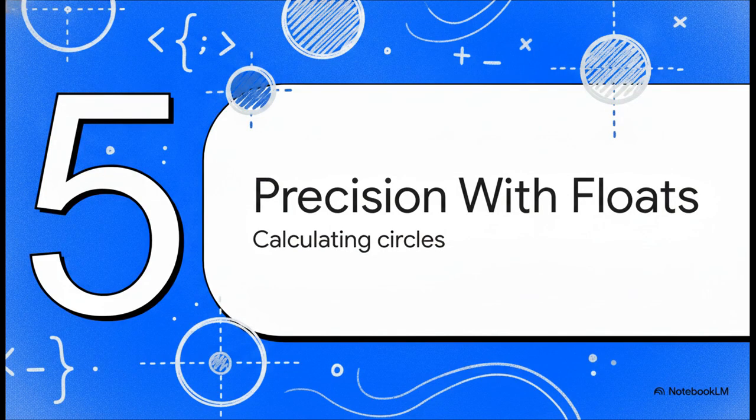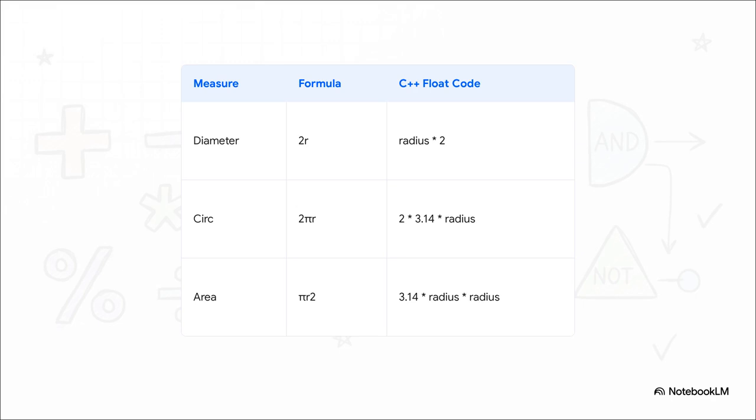Section 5. Precision with floats. Calculating circles with decimals. Let's tackle some geometry, calculating the diameter, circumference, and area of a circle. Unlike counting student ages, geometric calculations almost always result in decimals. So to make sure our math doesn't get violently truncated, we're going to step away from ints and declare our variables as float. Floats allow us to store real numbers with decimal points.